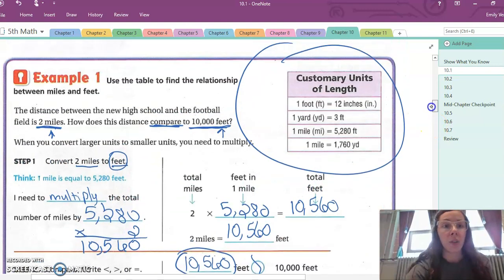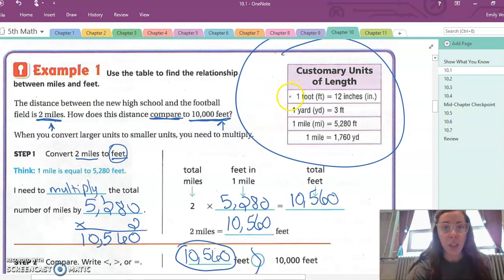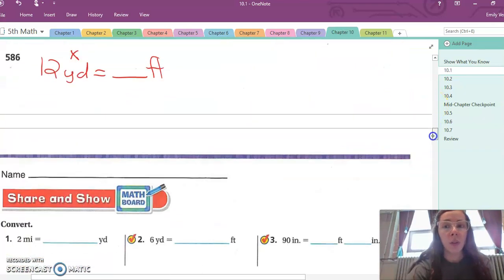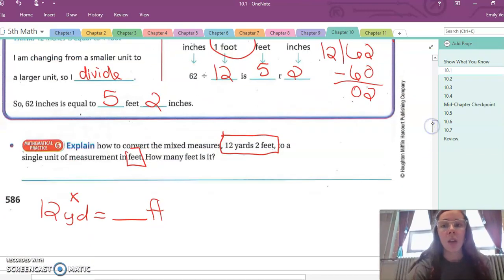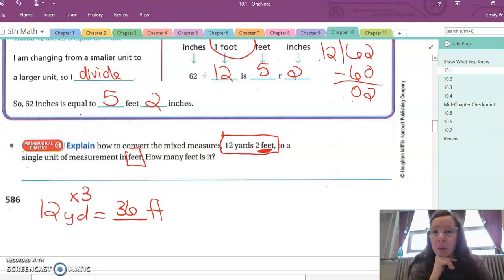Now let's go back up and look at that chart here. I need one for feet and yards, which is this one. 1 yard is 3 feet. So I'm going to be multiplying 12 times 3, which is 36. Okay, so now I know 12 yards is 36 feet, but I've got these extra 2 feet over here. What do you suppose I should do with those extra 2 feet? Tell the adult with you what you think you should do.